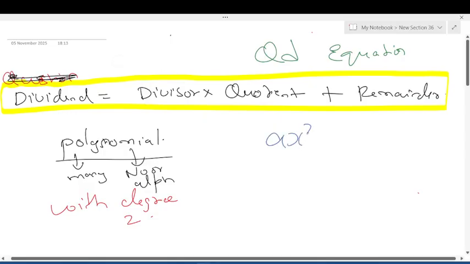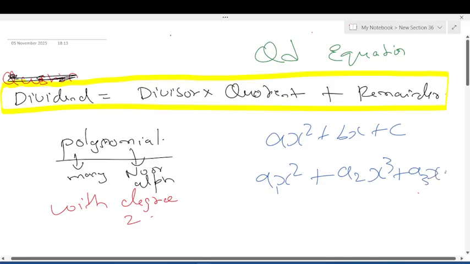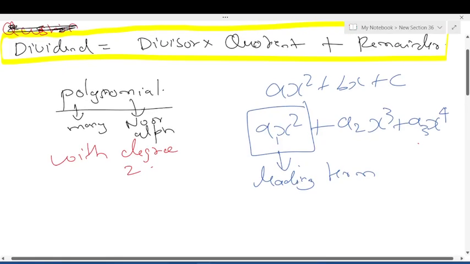As I told you, in ax square plus bx plus c, or let me take a0x to the power of 4 plus a1x cube plus a2x square plus a3x. All these are polynomials. In this entire thing, each part, students, we call a term. Not required, but just make a note.